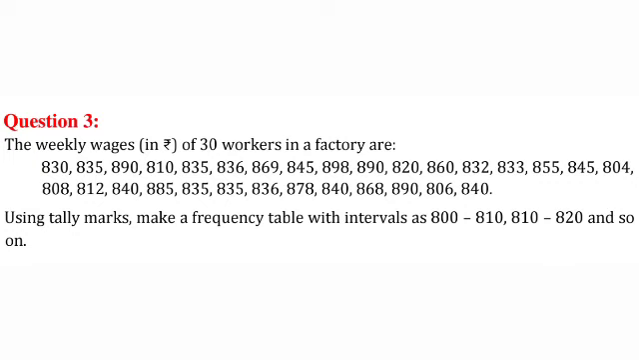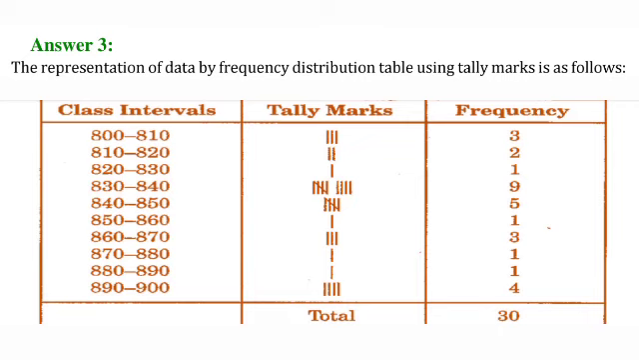Third question, the weekly wages in rupees of 30 workers in a factory are, they have given 830, 835, like this. In this, the smallest number is 804, the highest number is 898. Using tally marks, make a frequency table with class intervals as 800 to 810, 810 to 820, and so on. We have to mark the frequency distribution table like this. The first column is class interval, second column tally marks, third one is frequency.